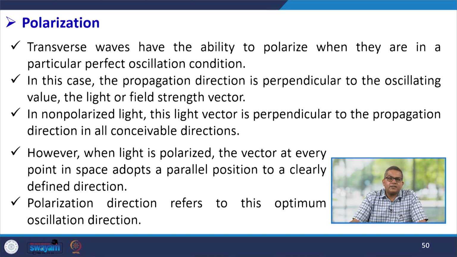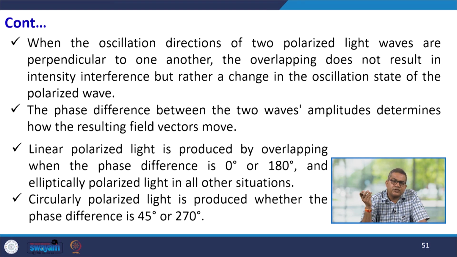Let us talk about polarization. Transverse waves have the ability to polarize when they are in a particular, perfect oscillation condition. In this case, the propagation direction is perpendicular to the oscillating light or field strength vector. In non-polarized light, this light vector is perpendicular to the propagation direction in all conceivable directions. However, when the light is polarized, the vector at every point in space adopts a position parallel to a clearly defined direction, and polarization direction refers to this particular oscillation direction.